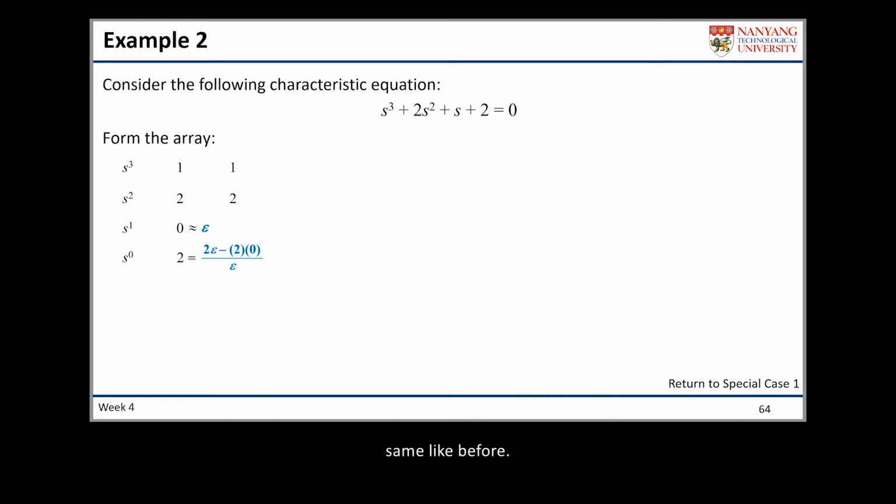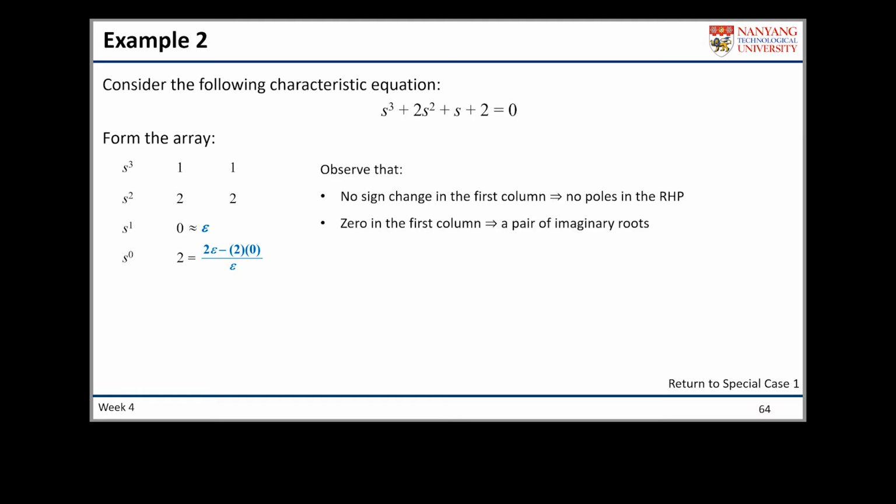Look at the first column again, same as before. The first column is 1, 2, epsilon, and 2. What does it mean? We assume epsilon to be positive, so all of the first column entries are positive. There is no sign change. But in this case, the conclusion is not a stable system. For this particular case, we never have a stable system. Instead, if you have all values in the first column with the same sign, the conclusion is that your system is marginally stable. No sign change in the first column means no poles in the right-hand plane, but your system is never stable in this special case.